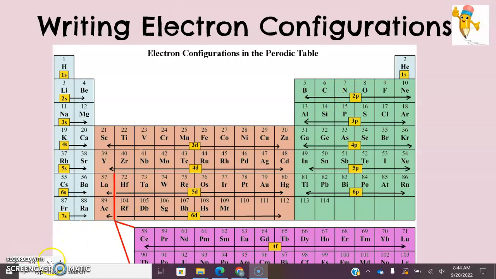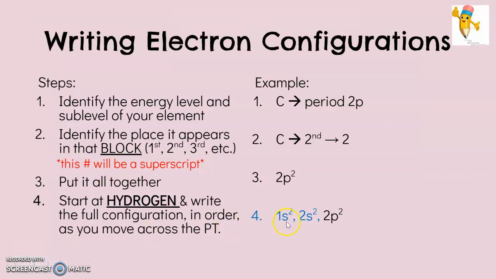So we always want to end with whatever the element is. So your final configuration would be 1s2, 2s2, 2p2. Again, because we went through both the elements of the first s row, both the elements of the second s, and then two elements in the 2p. So that's where it comes from.